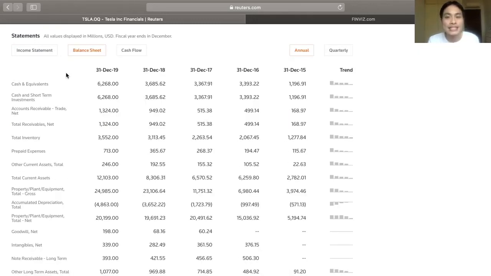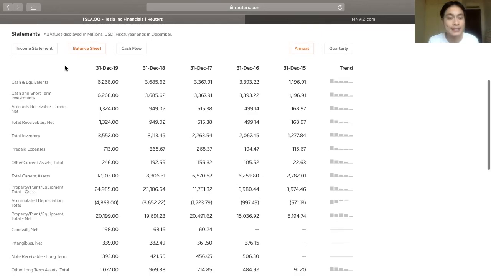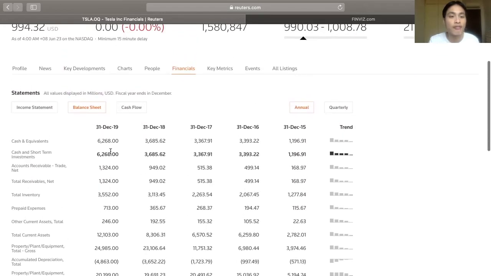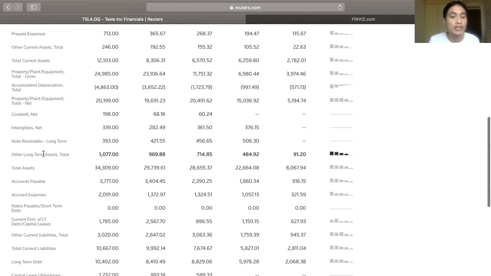Now that we are on Tesla's balance sheet, the first thing that we want to look out for is its total assets. So we'll scroll down and then we'll have its total assets here, right? So its total assets amounts to 34,309. And note that this value is represented in terms of millions, right? They say all values are displayed in millions and in terms of US dollar. So the total assets is 34,309.